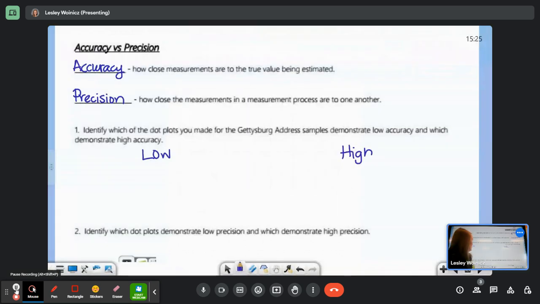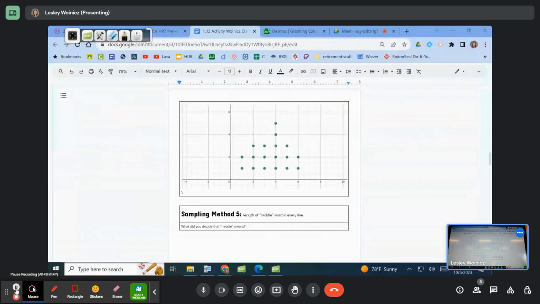Well, all right. Which ones demonstrate low precision and which ones demonstrate high precision? So they don't necessarily have to be anywhere near what we think the mean might be. I think the mean is like 4.3. Do you have that on your paper, down toward the bottom? Yeah. Okay, so it has an actual mean of about 4.3.